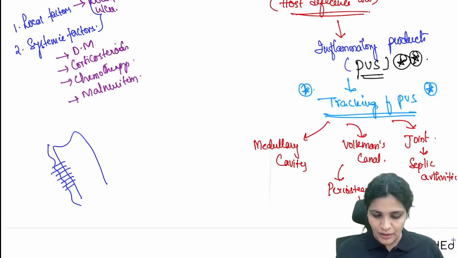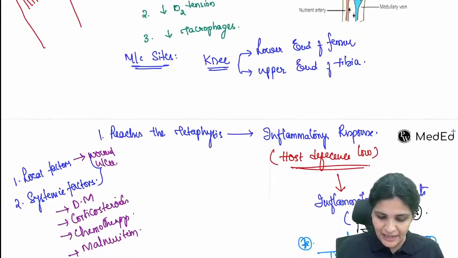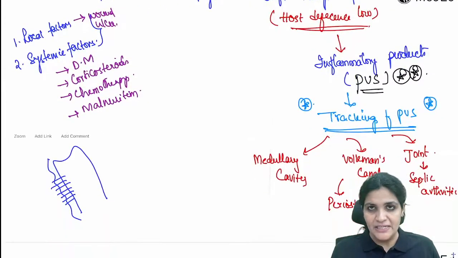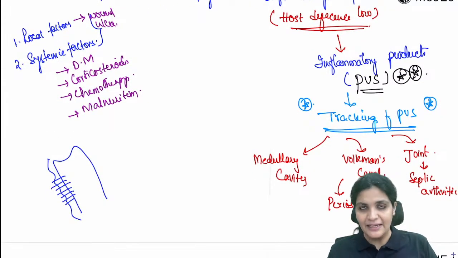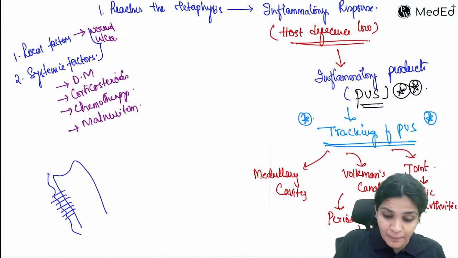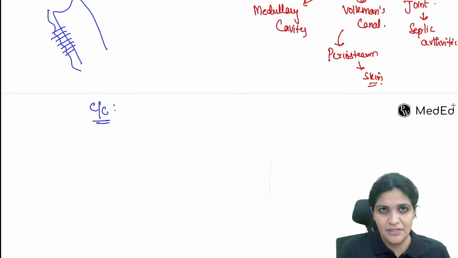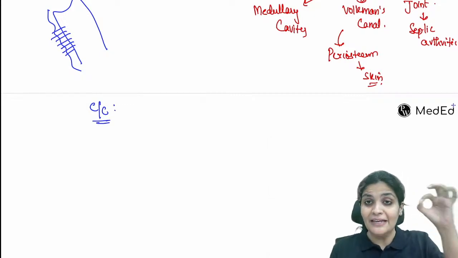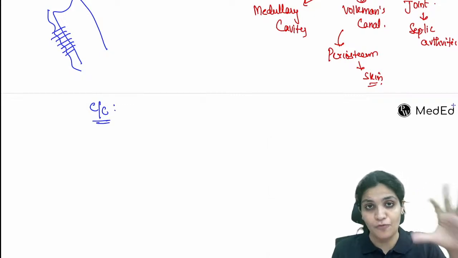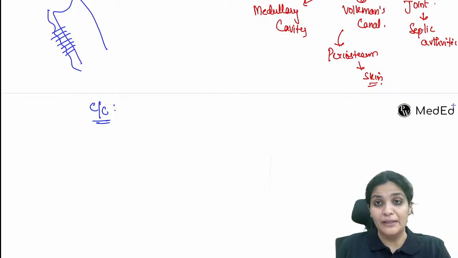Now coming back to our answer. We are here where we are writing the pathogenesis, right? Once we are done with the pathogenesis, the tracking of the pus, meaning it can go through the medullary cavity, through the Volkmann's canal, or enter the joint cavity, the patient will come to us with certain clinical signs and symptoms. In acute osteomyelitis we are still in the state of pus formation. So what are the symptoms with which the patient will turn up during pus formation?